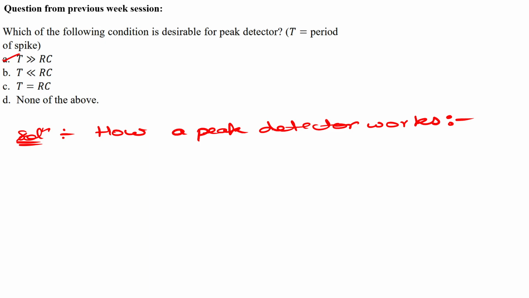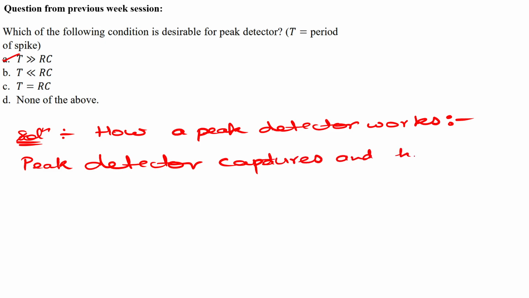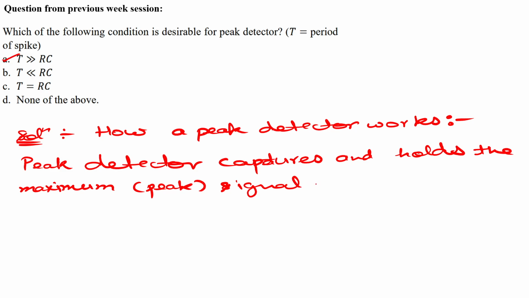So what is a peak detector? It is an electronic device. A peak detector captures and holds the maximum value, in the sense the peak value, of an input signal.